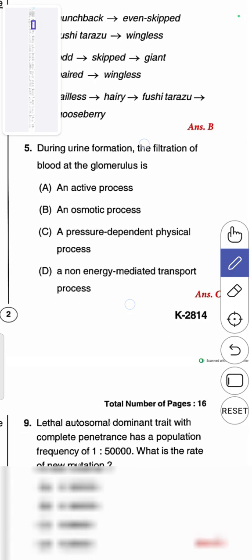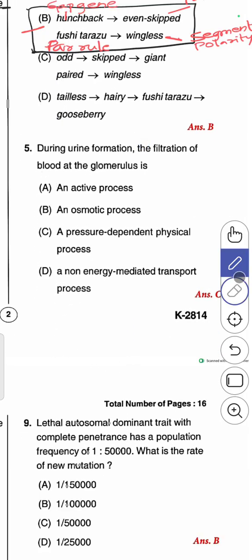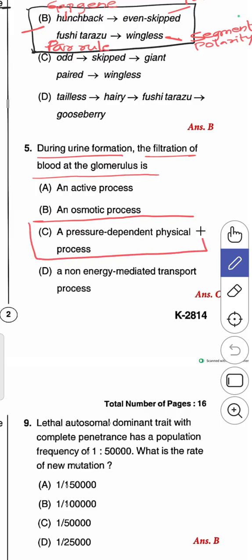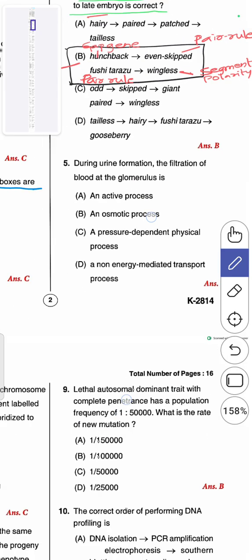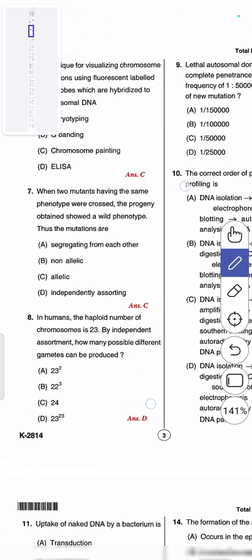Then read out the fifth question. During urine formation, the filtration of blood at the glomerulus is. So for this one, during urine formation, the filtration of blood at the glomerulus is a pressure dependent physical process. So C is the right answer for this question. Then read out the next question.